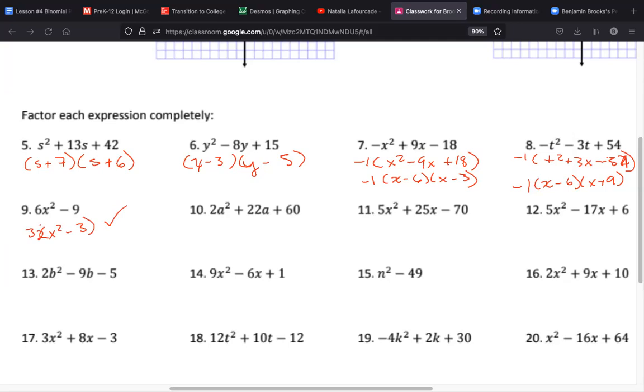All right, the next one. We can factor 2 out, with a squared plus 11a plus 30. And then you're gonna have a plus 5 and a plus 6. And then 2 in the front. For the next one, you're gonna factor a 5 out.